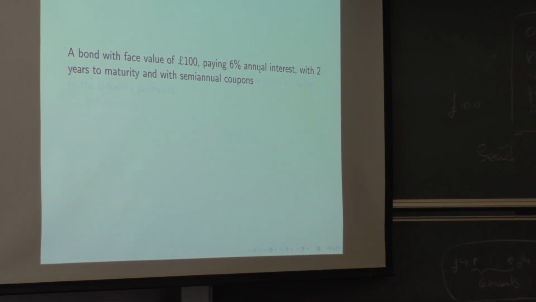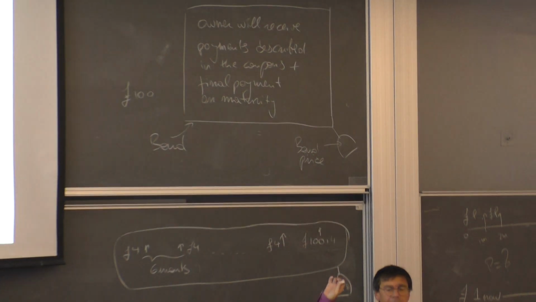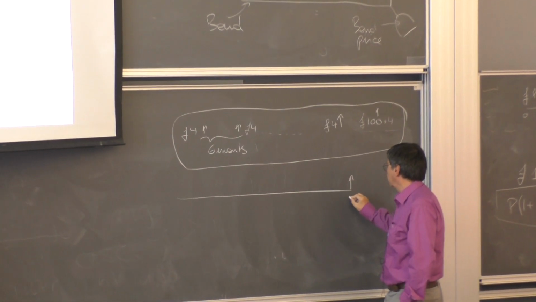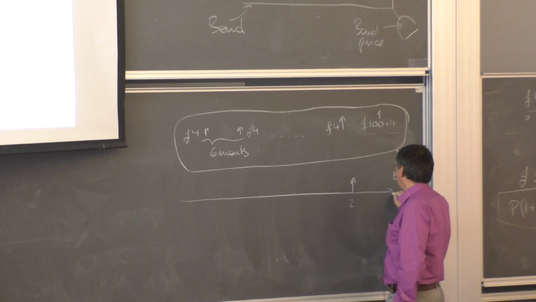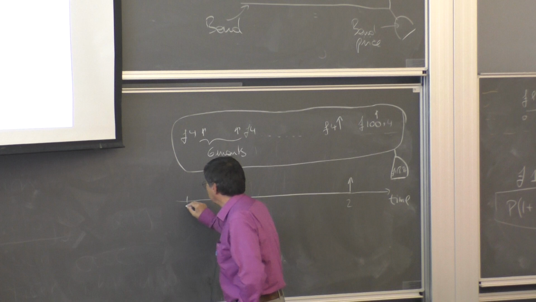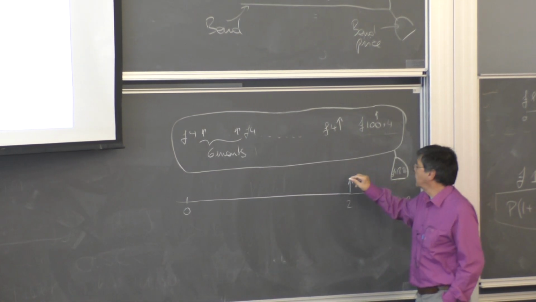Let's draw a picture corresponding to this one. What's going to happen if you own this bond? One thing we know for sure is that in 2 years, we're going to get the face value. What are you going to get? This is 2 years. This is my time axis. We are at time 0. At time 2, you're going to get £100.